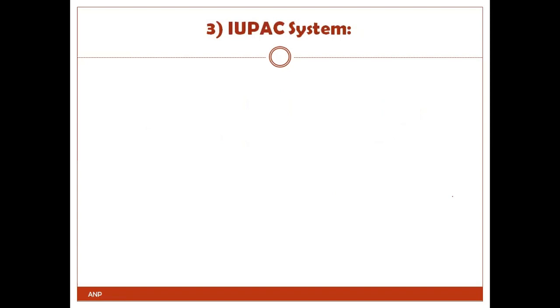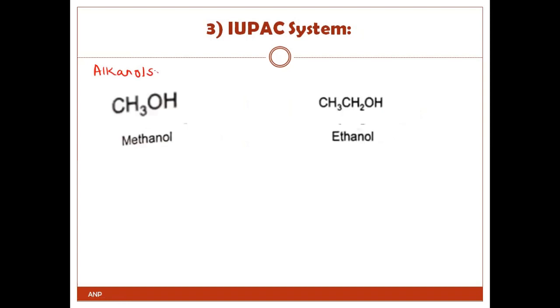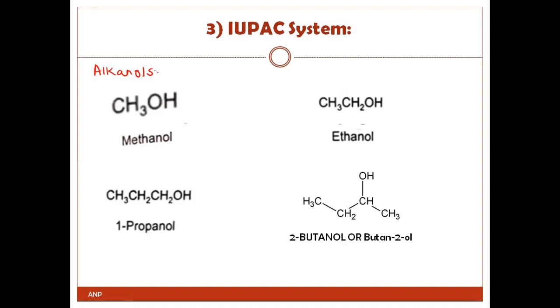IUPAC system. In this system, alcohols are named as alkanols. For example, methanol, then ethanol, 1-propanol, and 3-butanol or butan-2-ol. So here we have to follow the IUPAC rules.